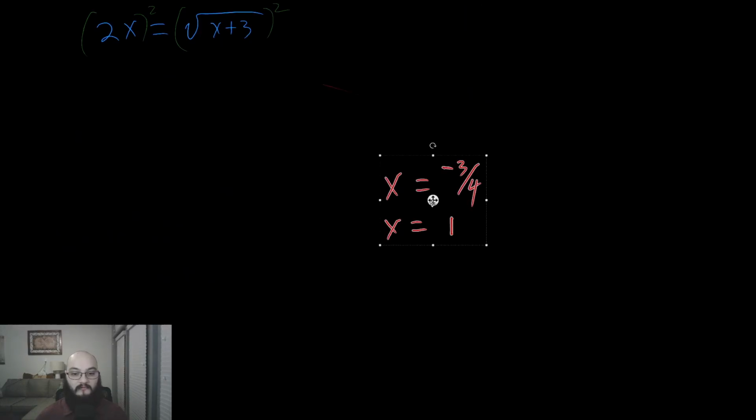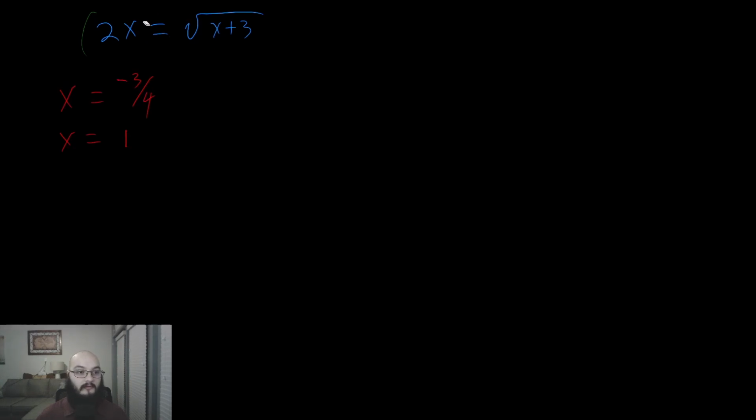And let's move this up here and start plugging stuff in. We'll start with the negative 3/4. So 2 times negative 3/4 is equal to the square root of negative 3/4 plus 3. Now, we don't have to go very far in this simplification to figure out that this solution will not work. And here's why.